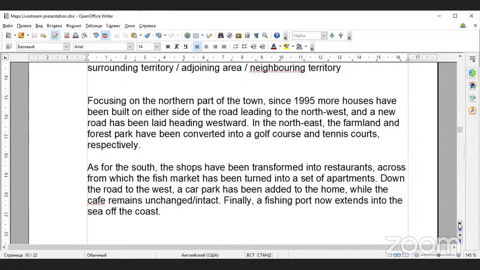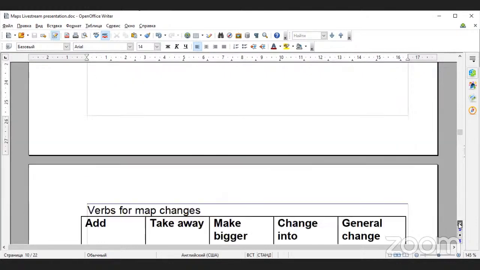Down the road to the west, a car park has been added to the home, while the cafe remains unchanged, or you can say remains intact. Finally, a fishing port now extends into the sea off the coast. Okay, so that's a simple answer.